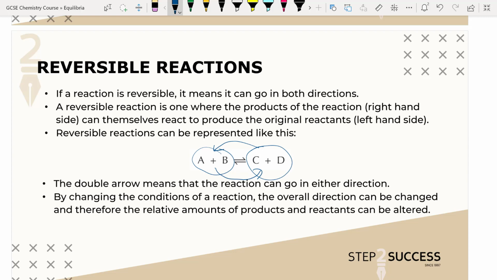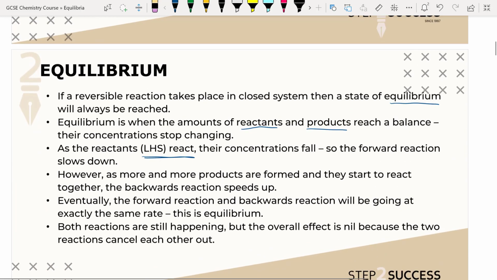And so as you can see, eventually what happens is that the speed at which C and D are reacting to make A and B becomes equal to the speed at which A and B are reacting to make C and D. And so there's no overall change, and we reach what we call an equilibrium. So eventually, the forward and backward reactions will be taking place at the same rate. That is what equilibrium is.